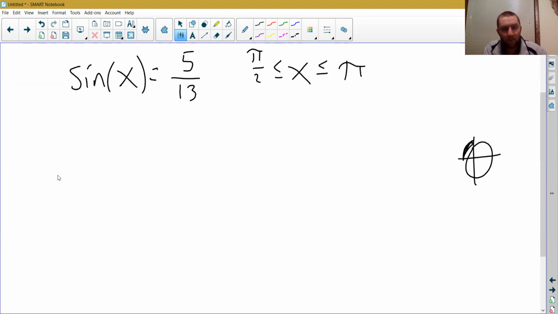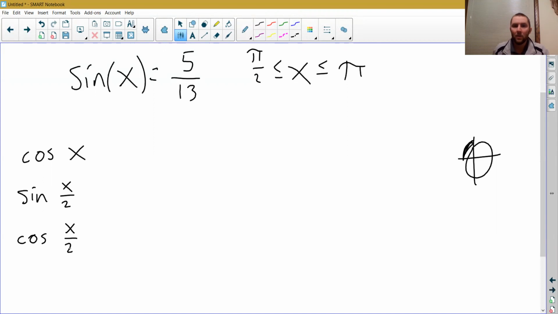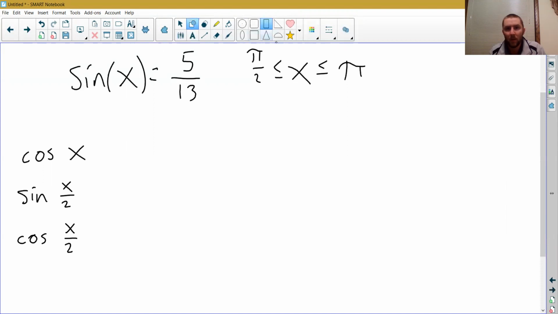What we're going to find is a bunch of things. We're going to find the cosine of x, then the sine of x over 2, then the cosine of x over 2. All right? So anytime we are given a sine or cosine value or a tangent or anything in terms of a fraction, we're going to start by making ourselves a right triangle.